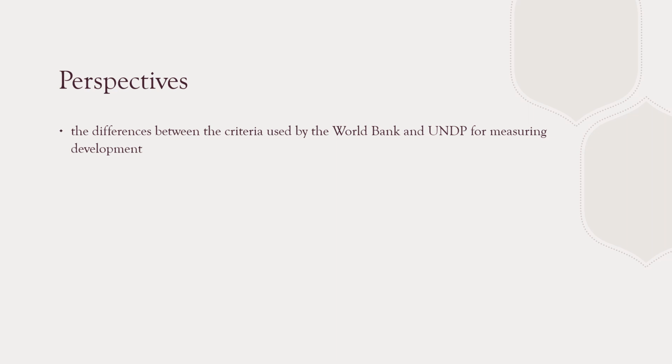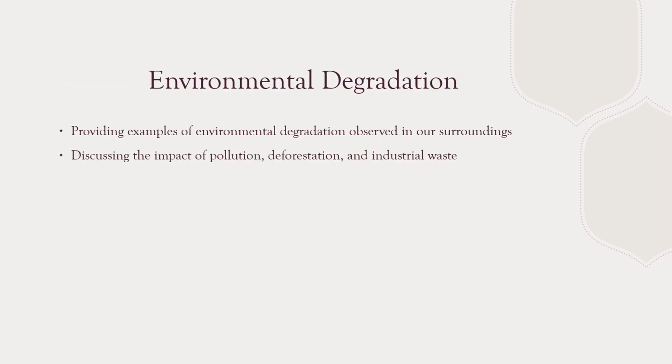Now let's see comparing perspectives. So here we'll be highlighting the differences between the criteria used by the World Bank and UNDP for measuring development. Different organizations may employ distinct criteria, emphasizing the importance of adopting a holistic approach for development evaluation. Evaluating development from multiple angles leads to a more comprehensive understanding of a country's progress. Now let's go to the next slide.